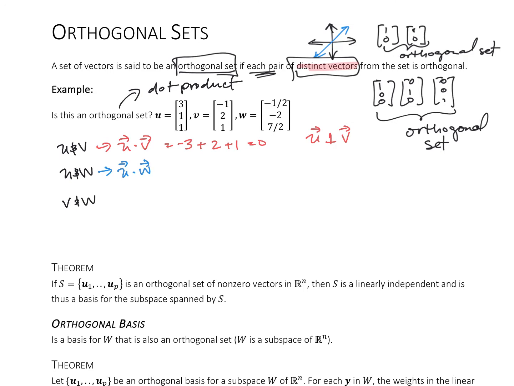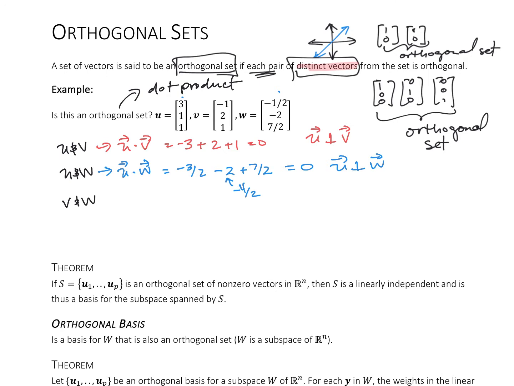U dotted with W. Now we're just going to take this vector and this vector. So 3 times -1/2 is -3/2. 1 times -2 is -2. 1 times 7/2 is 7/2. The -2 is equivalent to -4/2. So -3/2, -4/2, and +7/2 gives 0. Oh, hey, look at that, 0. So that means that U is perpendicular to W. All right, so we're on a good track here.